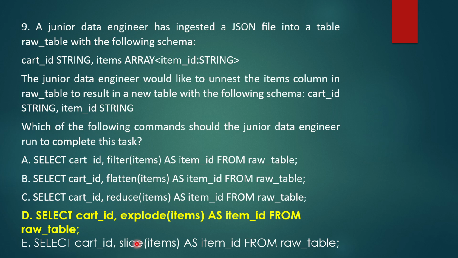So in this question we want one row per array element. It means converting array elements into rows. We want the array turned into rows. So it is explode only. Explode is the option that converts the array elements into rows. So the correct answer is select cart ID, explode items as item ID from raw table.